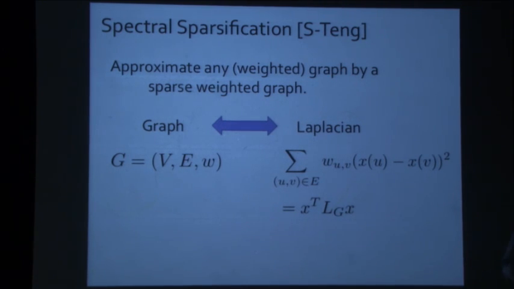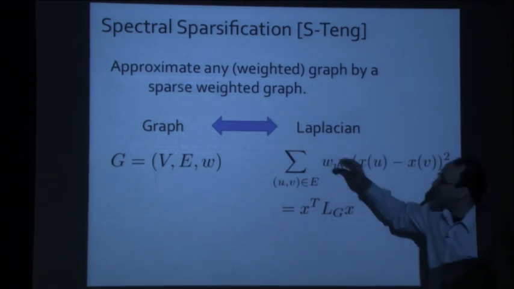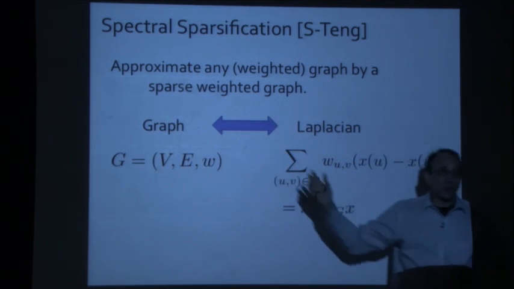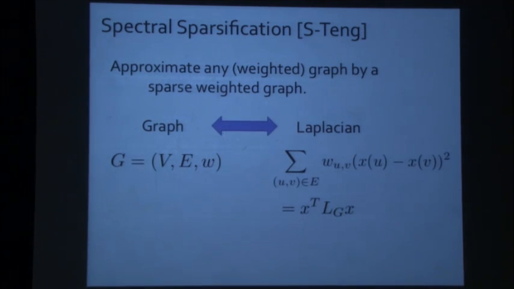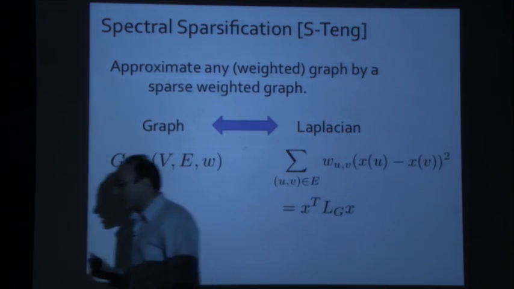To fix notation, for me a graph will always have a vertex set V and an edge set E. I look at graphs with weights on edges. The weights should be non-negative. Really, they should be positive. So W is just something that assigns a weight to every edge.